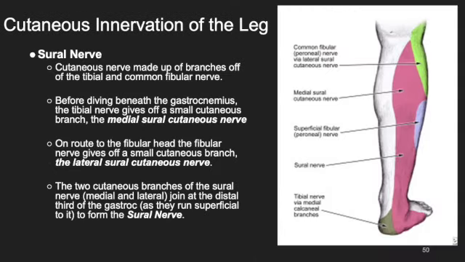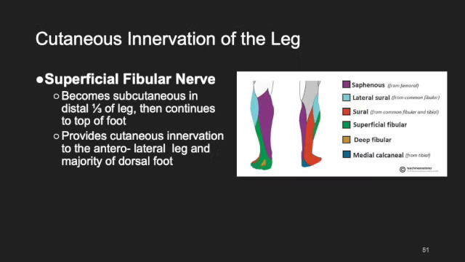Now the posterior aspect is going to have something called the sural nerve. Now that's going to be a branch off of the tibial and common fibular nerves. And understand again where that innervation happens. Understand the difference between where the common fibular nerve cutaneous branches are. Understand where the sural branches are as well.